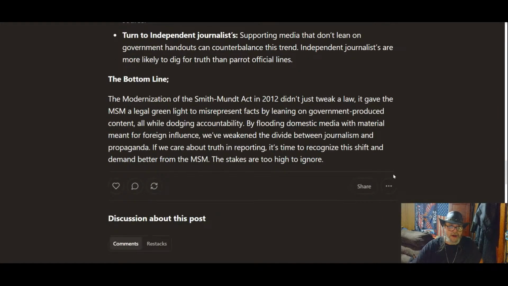The bottom line: the modernization of the Smith-Mundt Act in 2012 didn't just tweak a law, it gave the mainstream media a legal green light to misrepresent facts by leaning on government-produced content, all while dodging accountability. By flooding domestic media with material meant for foreign influence, we've weakened the divide between journalism and propaganda. If we care about truth in reporting, it's time to recognize this shift and demand better from the mainstream media. The stakes are too high to ignore.